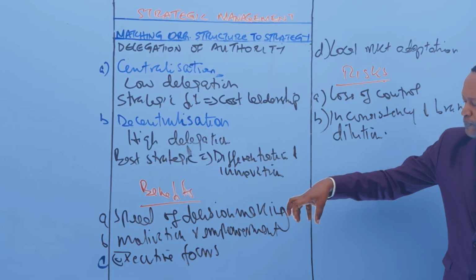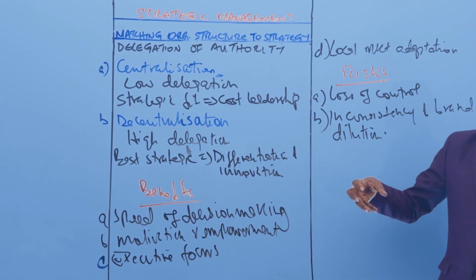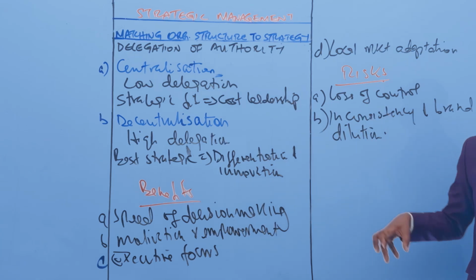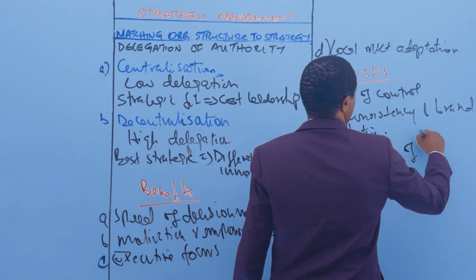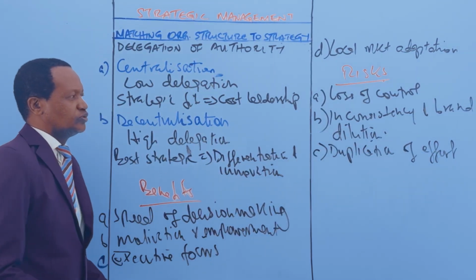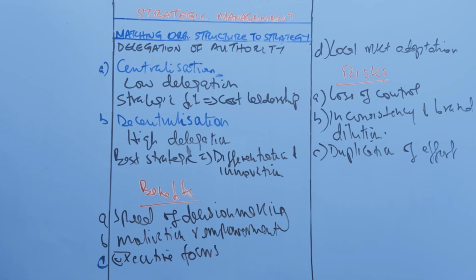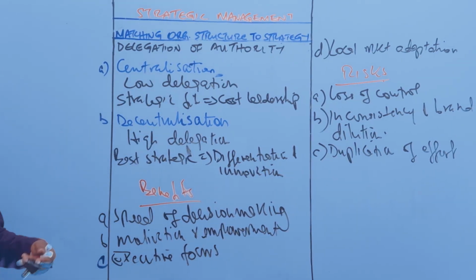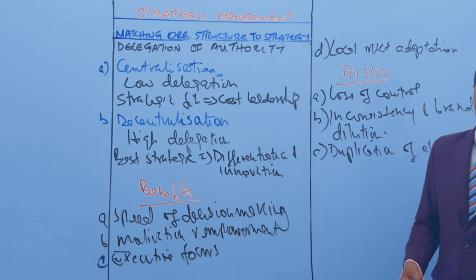Because of delegation of authority, which gives these managers the power to make their own decisions without having to consult the headquarters, that can lead to inconsistency and brand dilution. There is also duplication of effort. Without central oversight, two divisions might independently develop the same software or even target the same customer, thereby wasting resources.